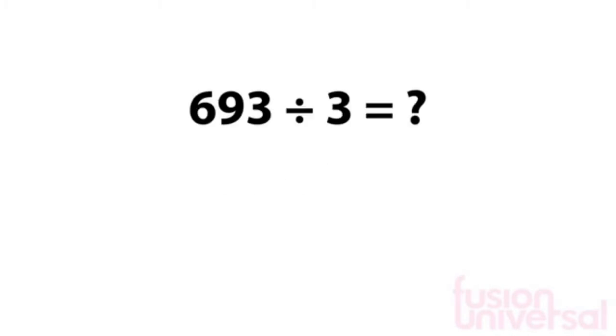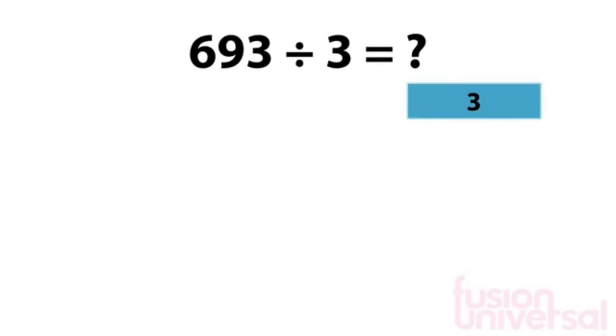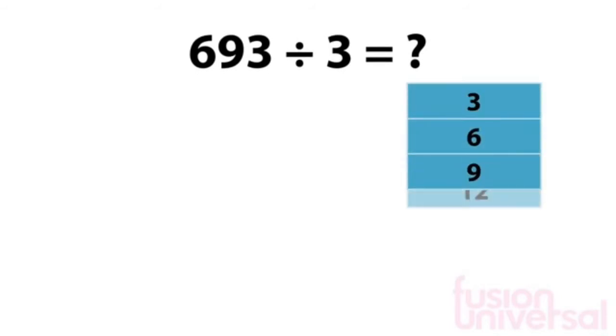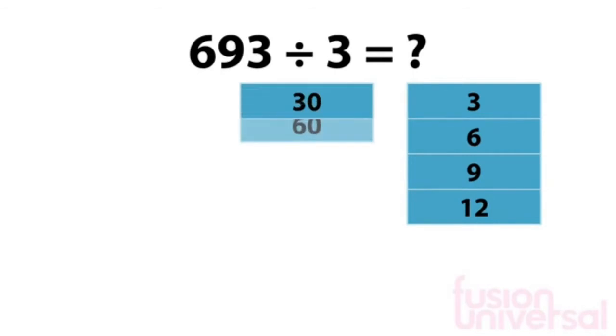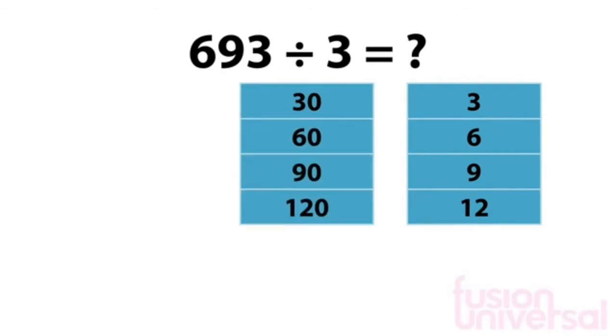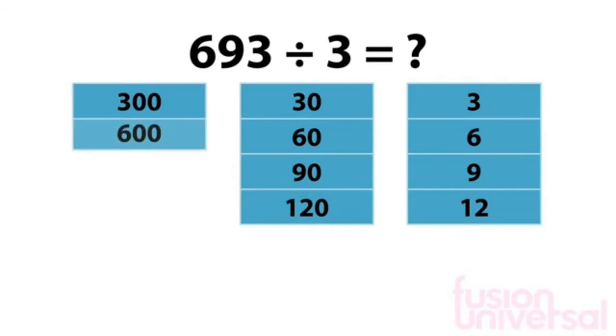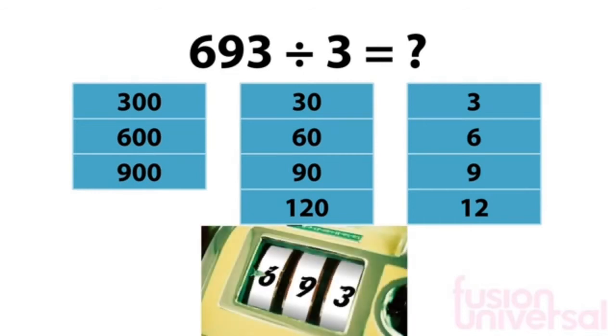Let's look at the multiples of 3 in each place value. First we have the multiples of 3, then the multiples of 30, and finally the multiples of 300. We know that our target number is 693. So we are going to see how far down in each place we can get without exceeding our target number. The largest multiple of 300 without going over 693 is 600.